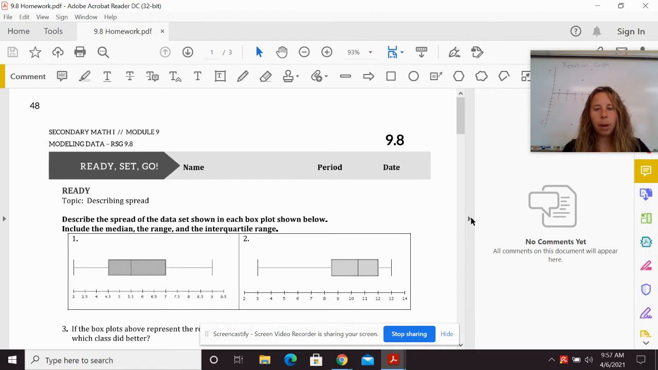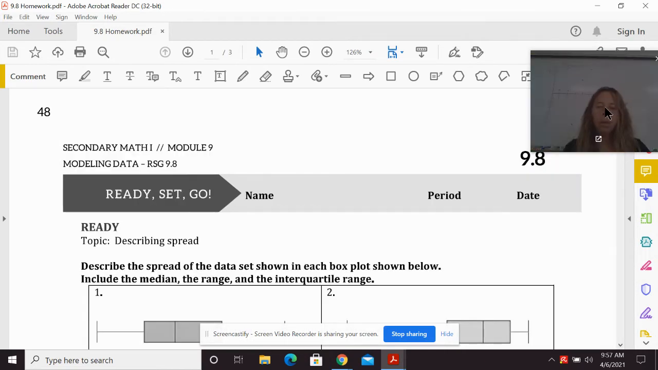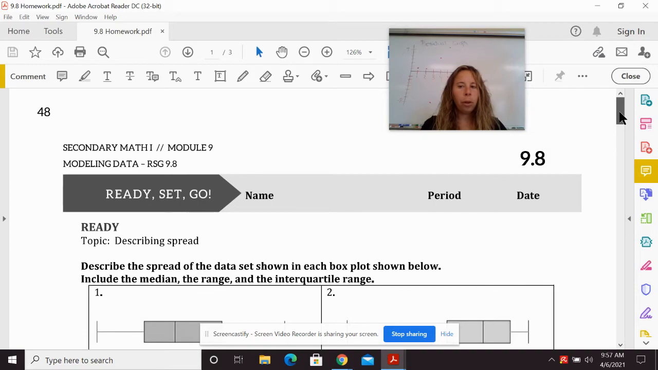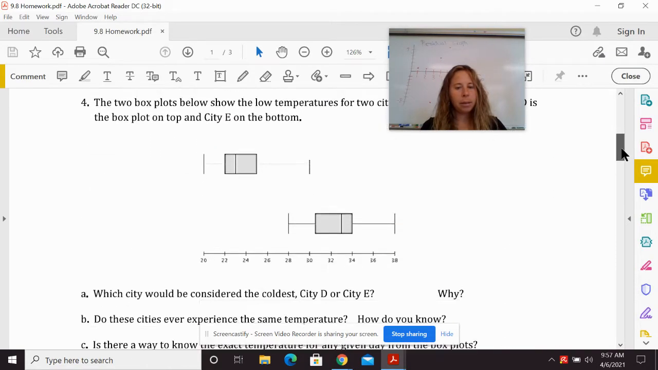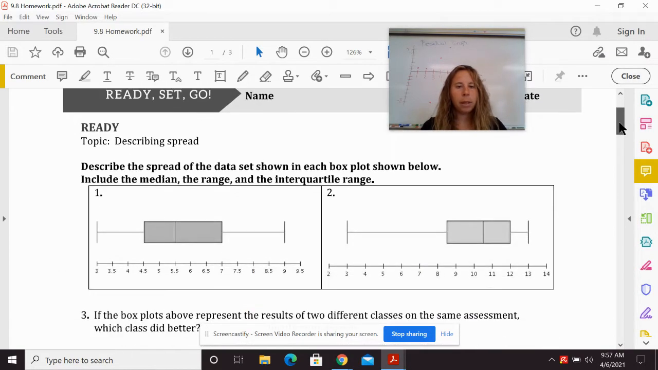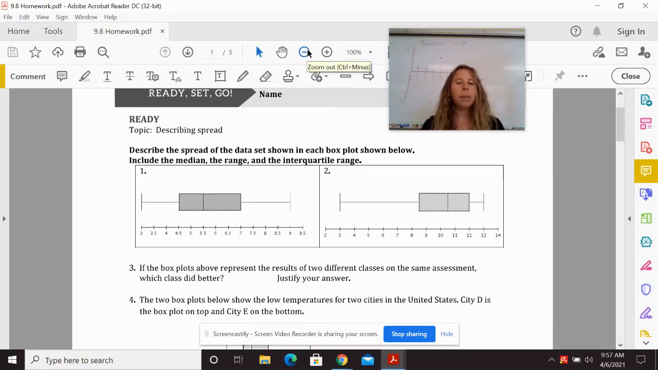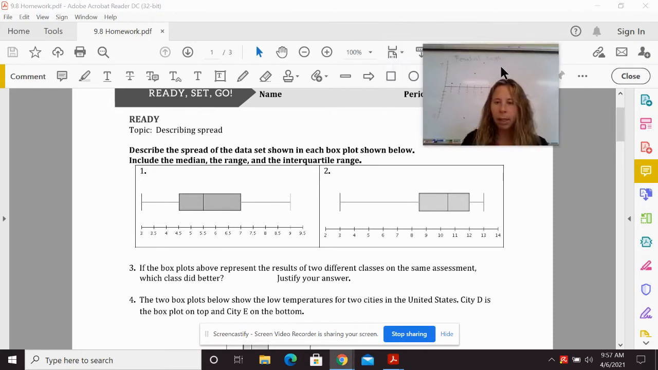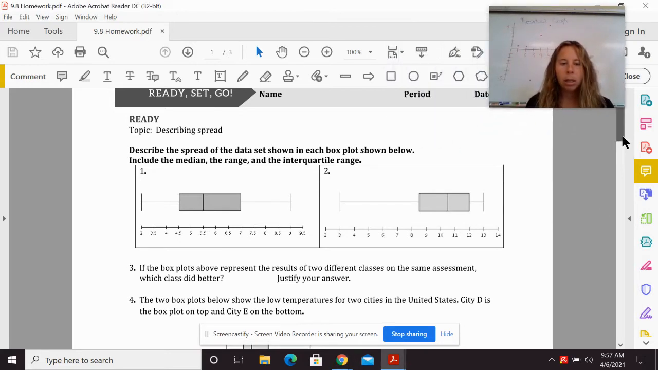Boom. So the first part is a review of box and whisker plots, so you're just analyzing them. I'll do a little bit with you. Describe the spread of the data set shown in each box plot below. Include the median, the range, and the interquartile range, that's your IQR, I think is what we started calling it. I'll do number one, you have to do number two.